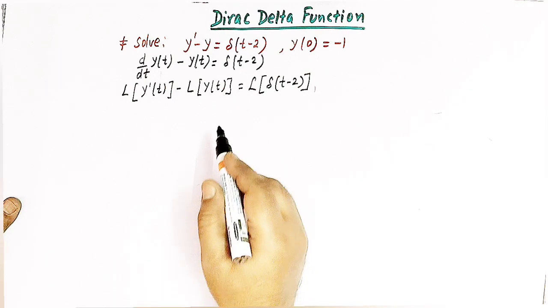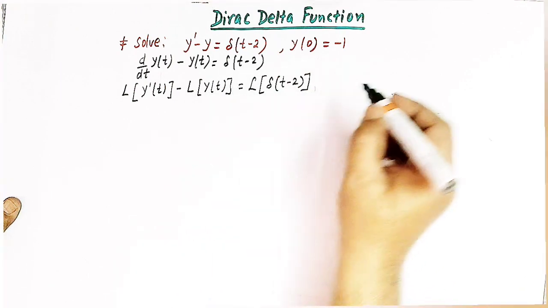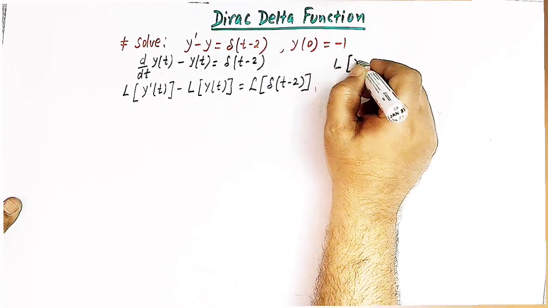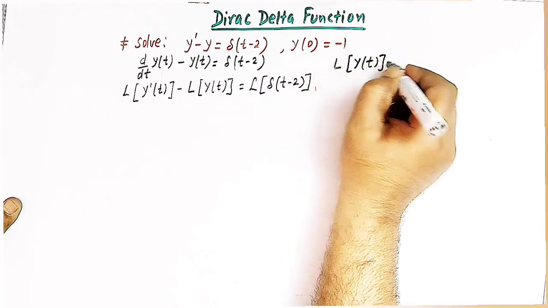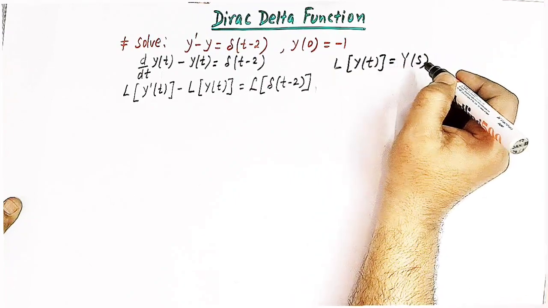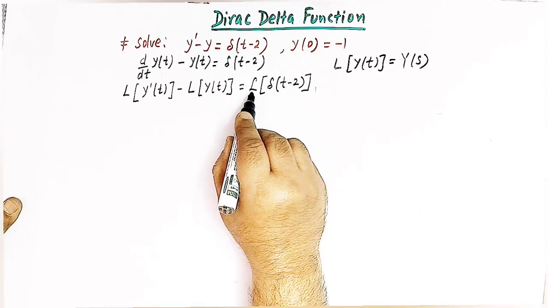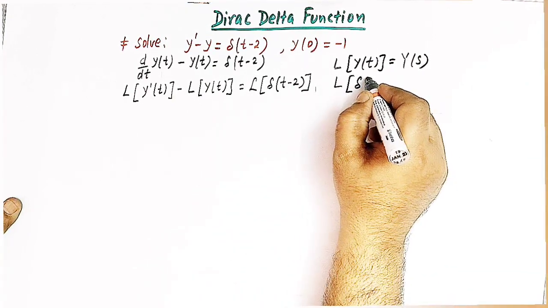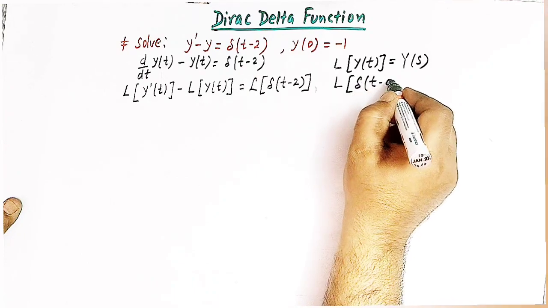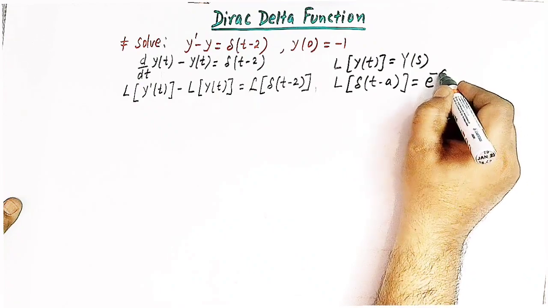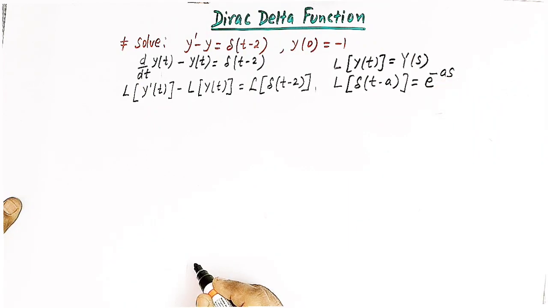Okay, now let us see some notations here. We'll denote the Laplace transform of the function y of t as capital Y of s, right? And we know that the Laplace transform of the delta function, that is delta of t minus a, is given by e raised to minus as, right?